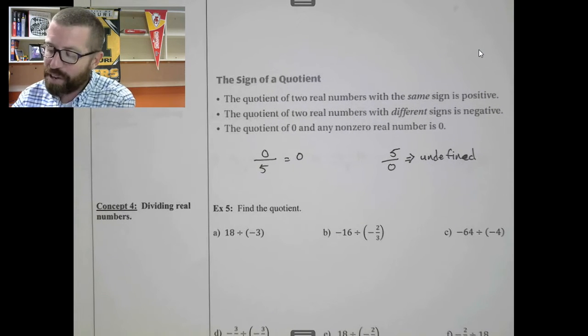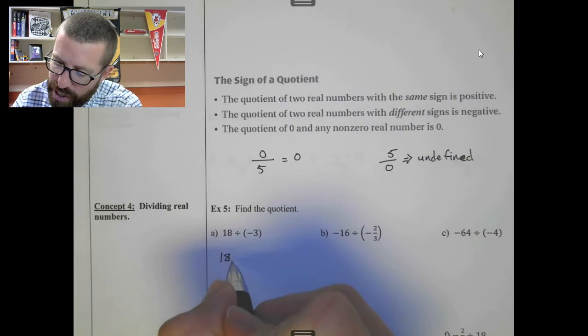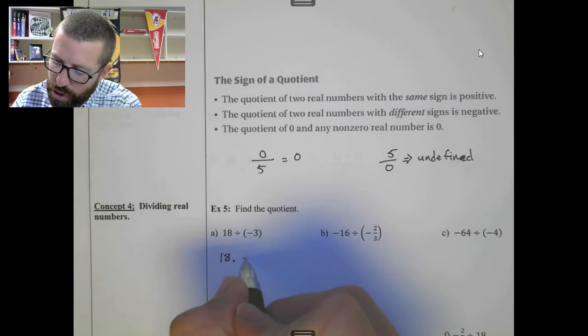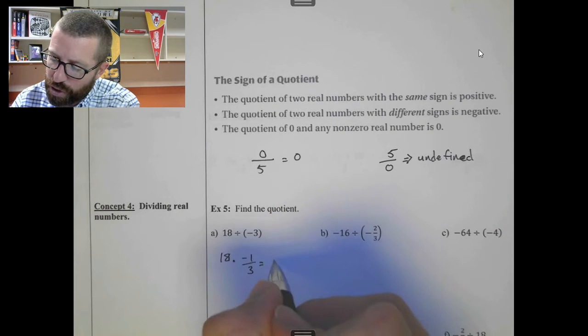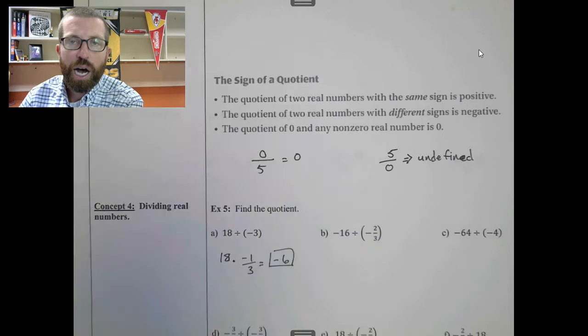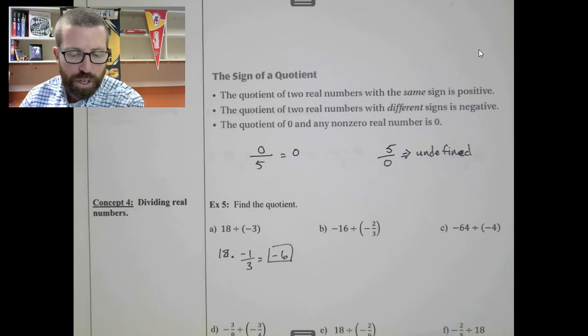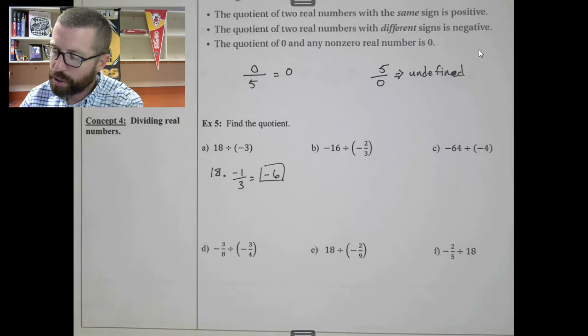Okay, so 18 divided by -3. That is really 18 times -1/3, which is -6. So 18 divided by 3 is 6, and then opposite signs make it negative. Go ahead and pause the video and try these, and then we'll kind of go through them quickly.